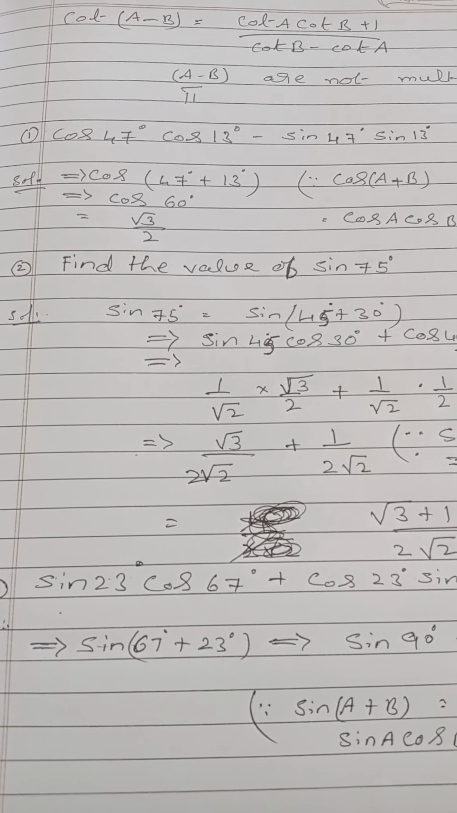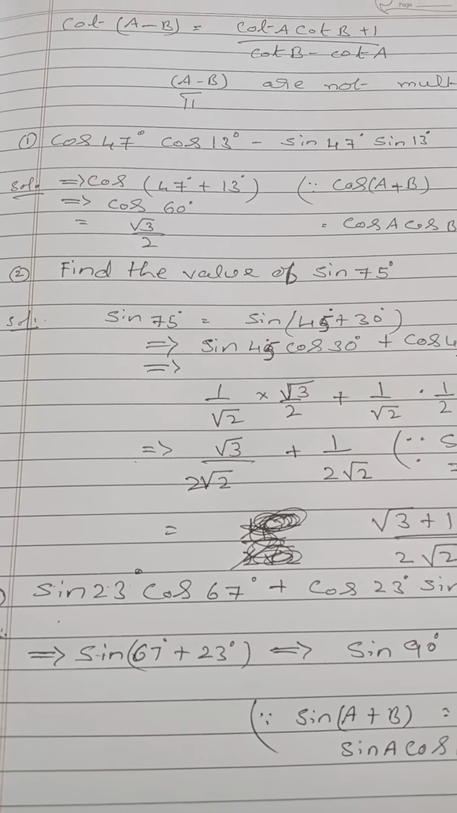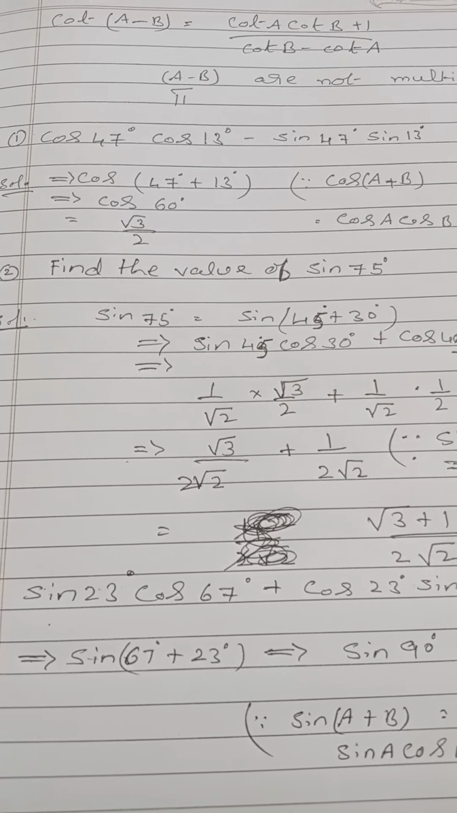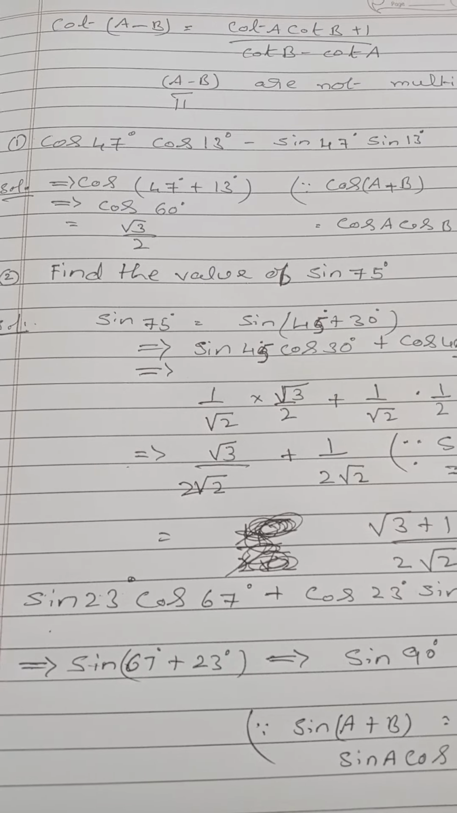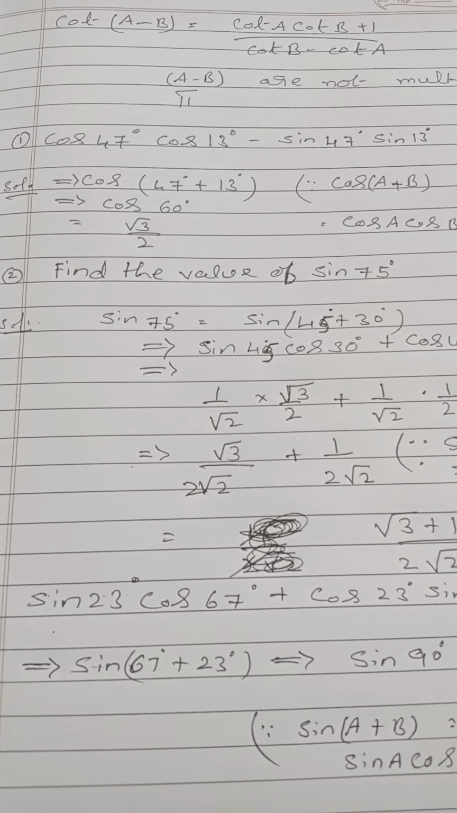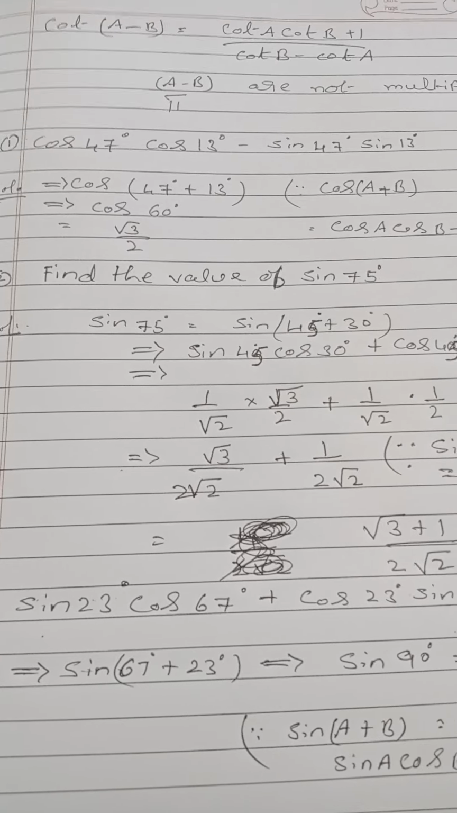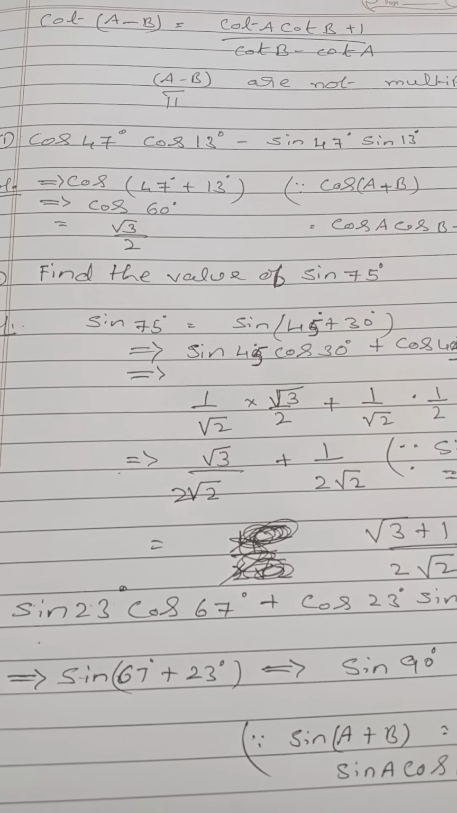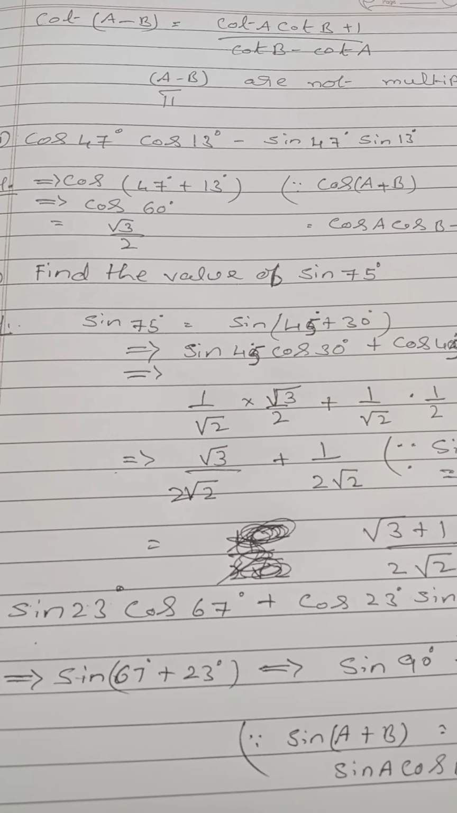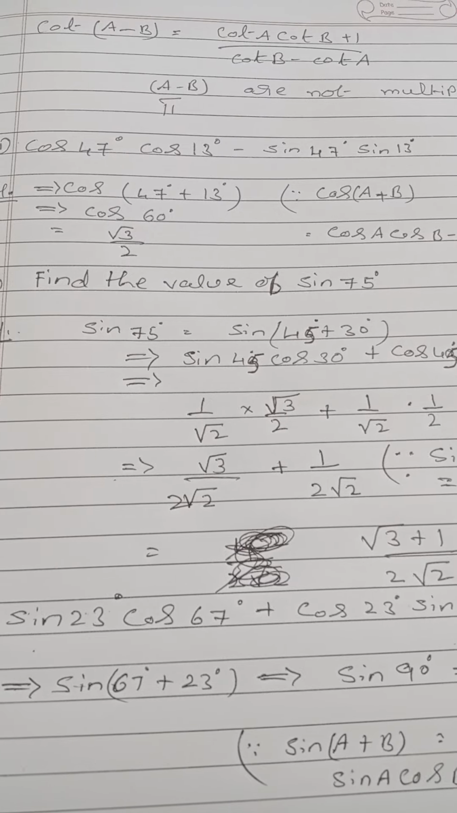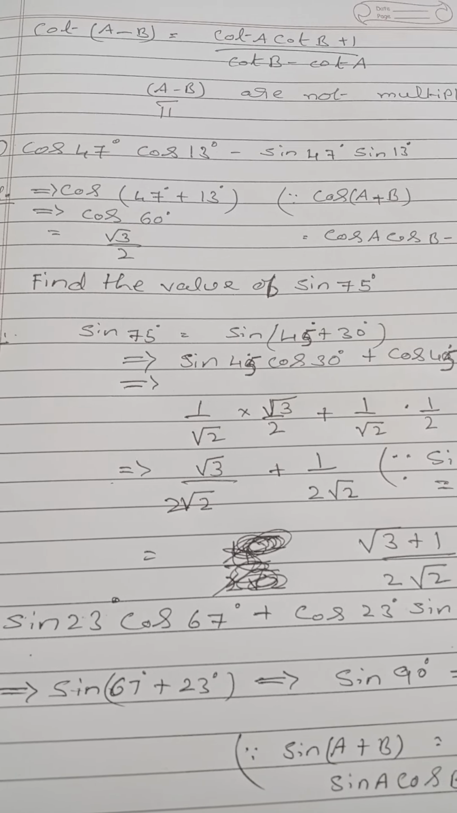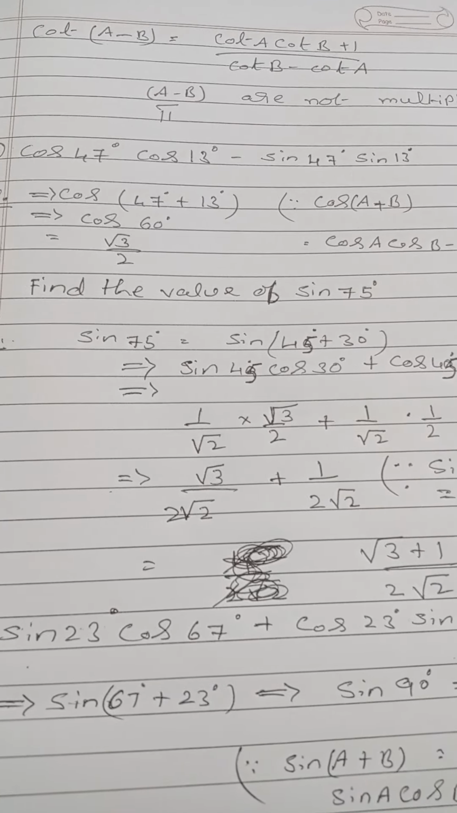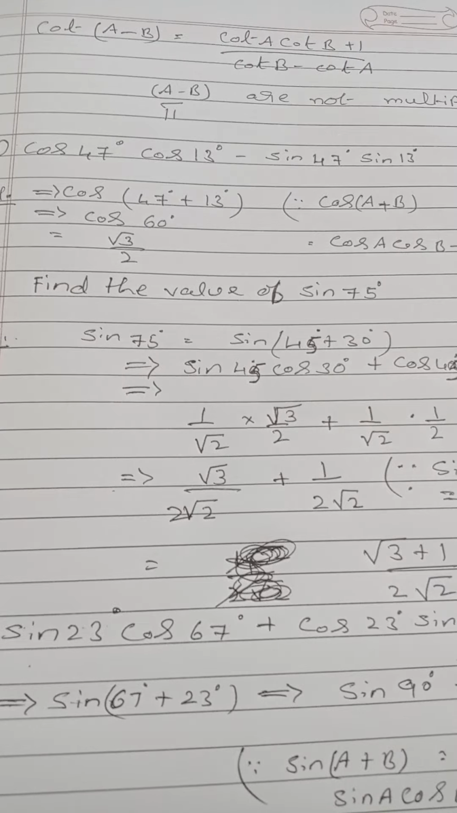Here the first problem is cos 47 degree into cos 13 degree minus sin 47 degree into sin 13 degree. That is equal to cos(47 degree + 13 degree), because this is in the form of cos(a + b), where cos(a + b) is cos a cos b minus sin a sin b. So cos(47 + 13 degree) gives cos 60 degree, and the value of cos 60 degree is root 3 by 2.